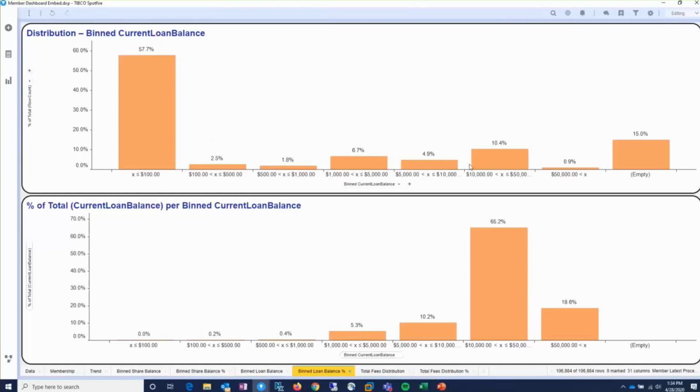So it's similar to your loan portfolio breakdown in terms of what's your density in certain areas, but it's looking at it in terms of the member instead of the loan asset class. Same idea as the shares, just look at the loans. Any questions about that?